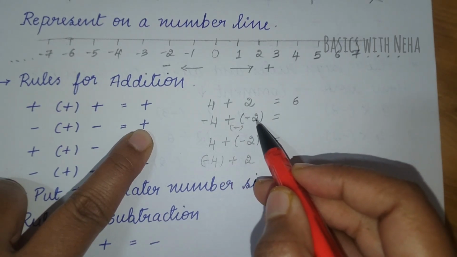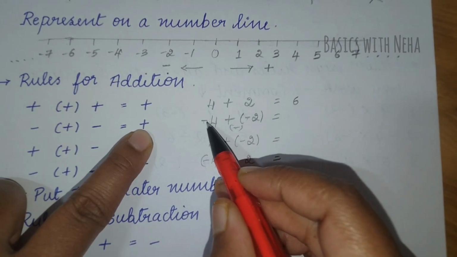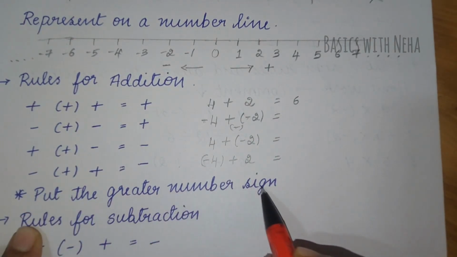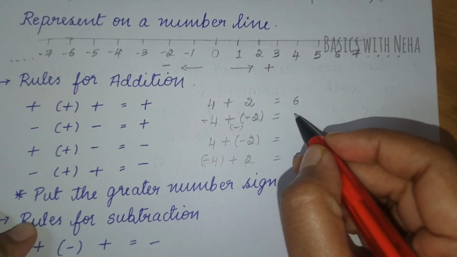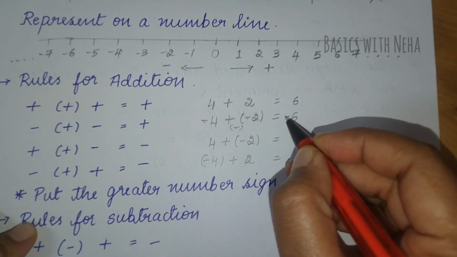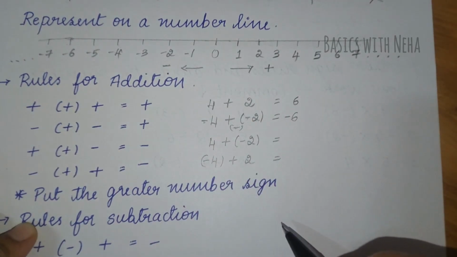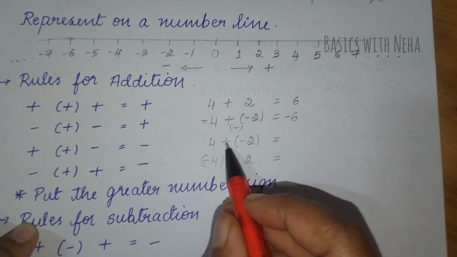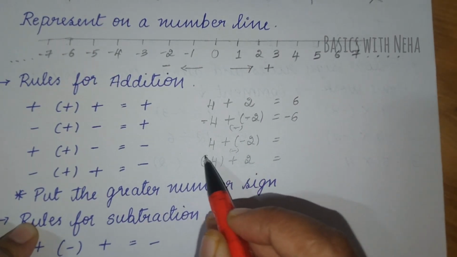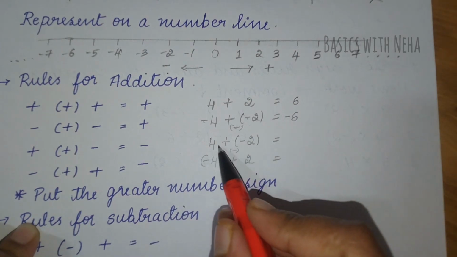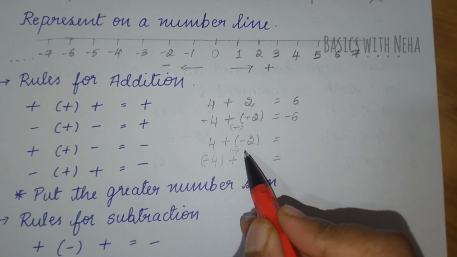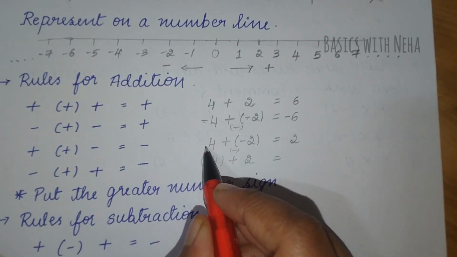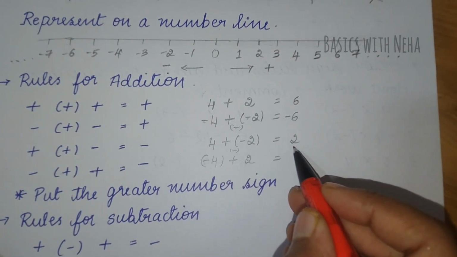I'm going to add these two numbers, but I'm going to take the sign of the greater number, because that is the rule. Put the greater number sign. So minus minus is plus. I'm going to add, but I'm going to take the greater number sign. Now I have 4 plus of minus 2. So plus minus is minus. I have to subtract this and put the greater number sign. So 4 minus 2 is 2 and the greater sign is plus, positive. So I'm going to just leave it as 2.